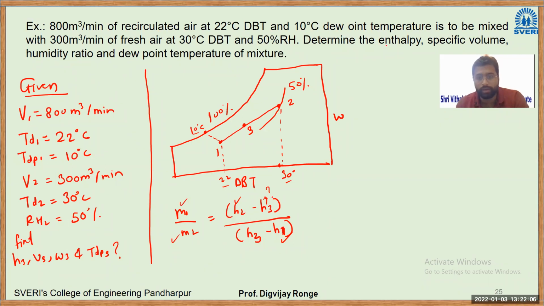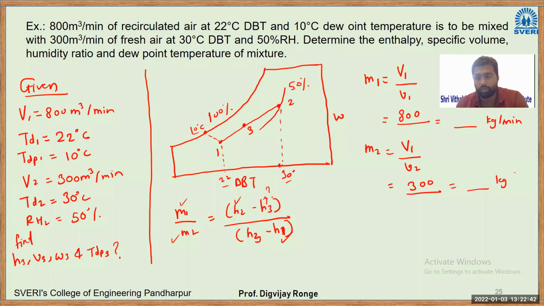Now I'll write down the given values. First I will write down m1. Here mass flow rate will be equal to the volume flow rate divided by specific volume. So from the psychrometric chart I have to obtain the value of specific volume, then I will get the mass flow rate in kilogram per minute. Similarly for m2 also I have to go for volume flow rate divided by specific volume. This will again be equal to 300 divided by specific volume per minute. Okay, so I'll go to the psychrometric chart.